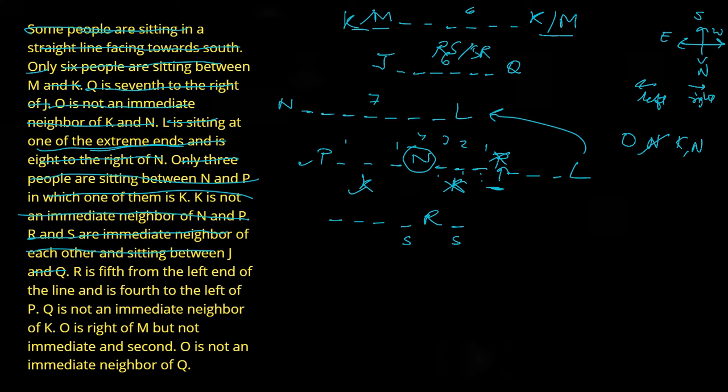So let's construct them again from the information which we have now. L is at one end, 7 people here, then N, then K, then P. Okay, R is fifth from the left end of the line, and is fourth to the left of P. Fourth, 1, 2, 3, 4, and fifth from that line. 1, 2, 3, 4, and this is fifth. Okay.